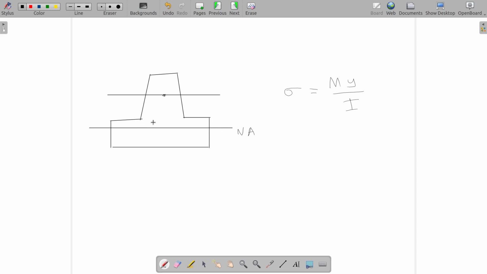So of course you need to take care of the direction. If you have positive bending moment, we usually have compressive stresses at the top. We are just calculating the magnitude of stress. So that will be equal to My by I, where y is the vertical distance between the layer at which we want to calculate bending stress and neutral axis, and I is of course the area moment of inertia about neutral axis, and M is the bending moment.